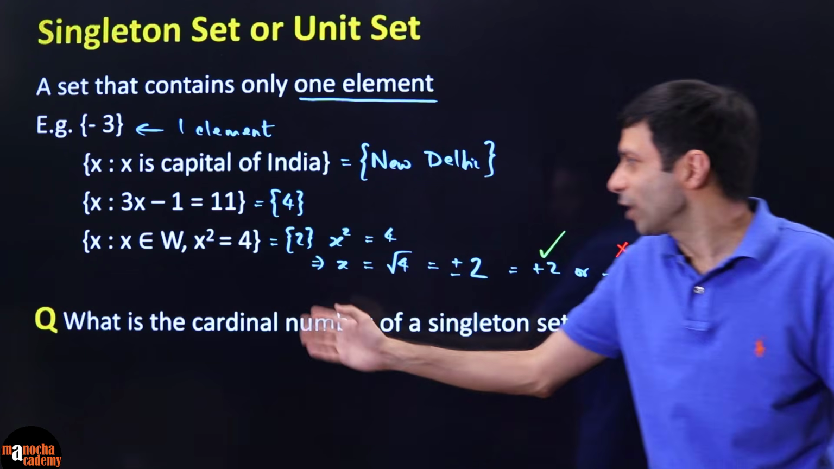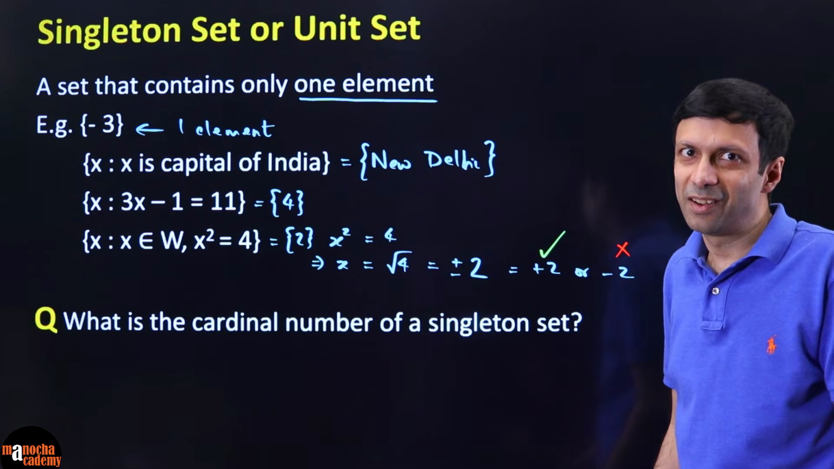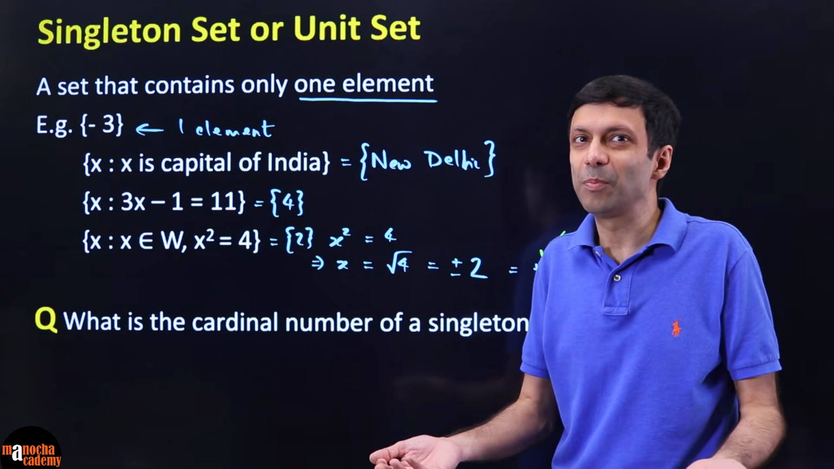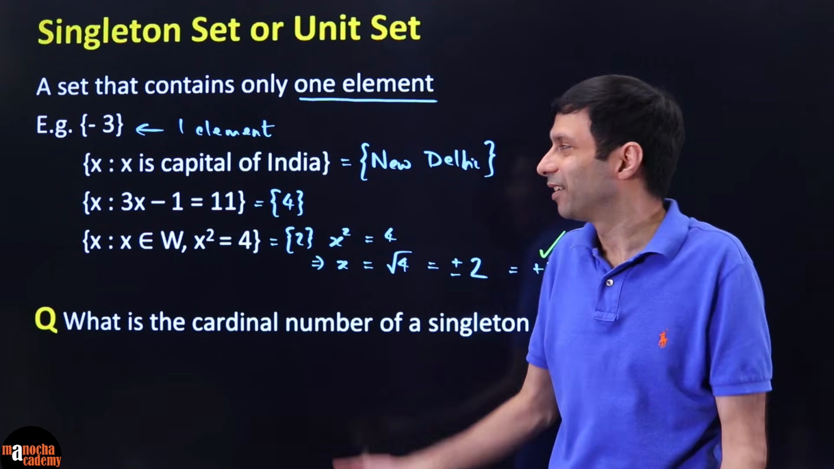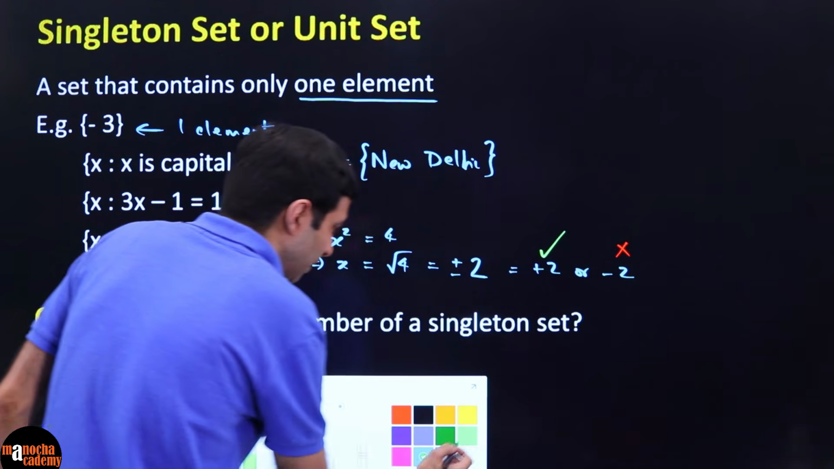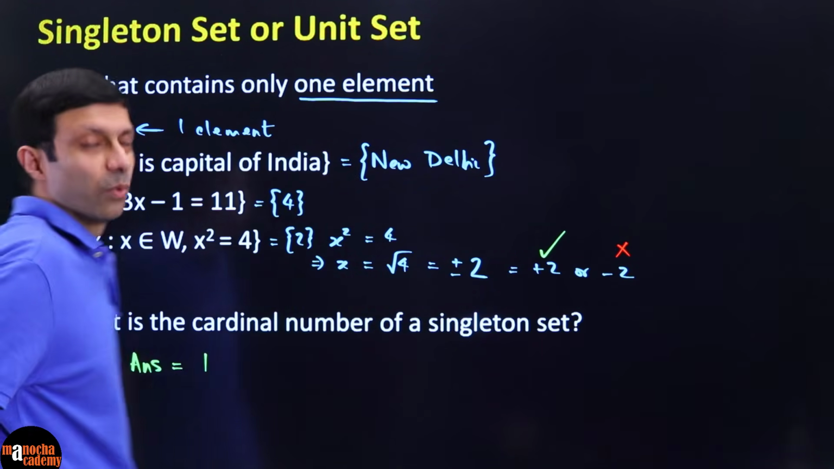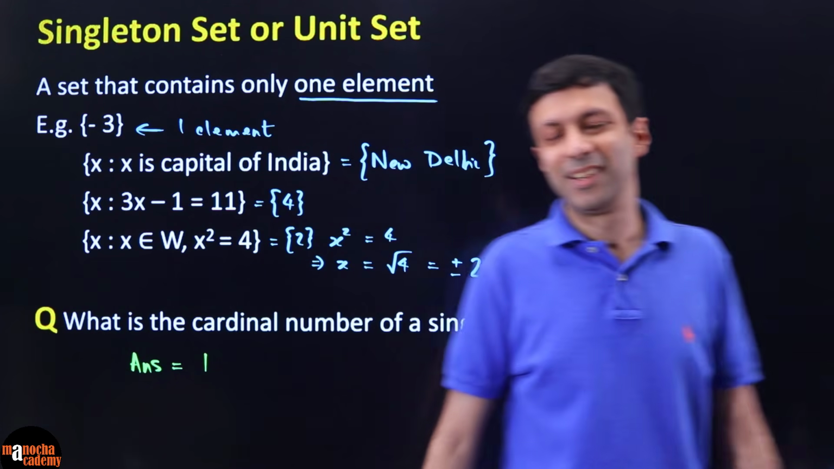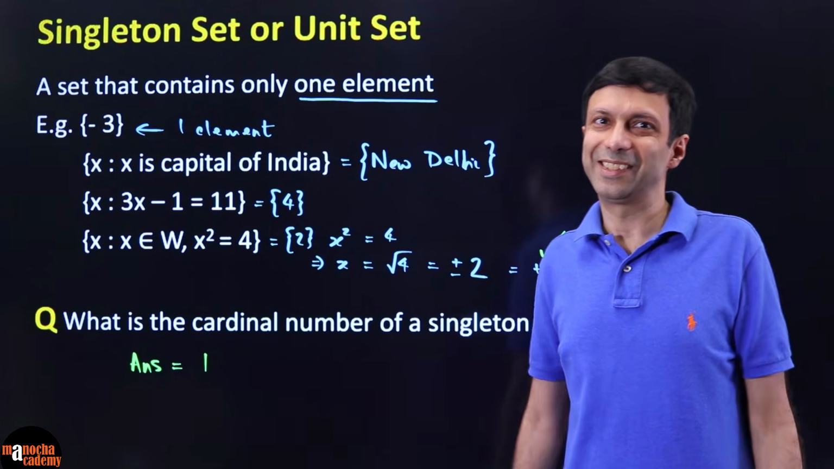Now can you guys tell me what is the cardinal number of a singleton set? Very simple. Cardinal number means the number of elements in the set, and obviously it has only one element. So this answer is very easy. It is going to be 1. That's it. The set has only one element in it.